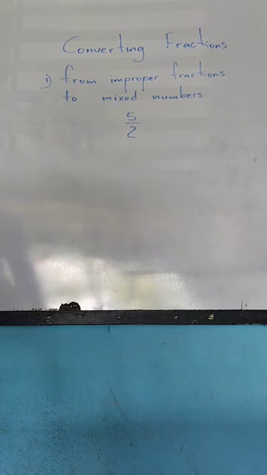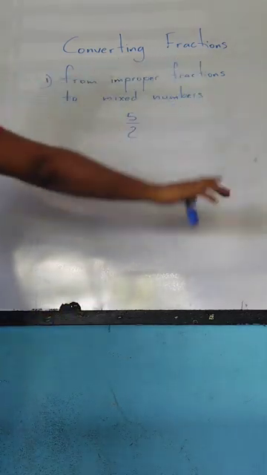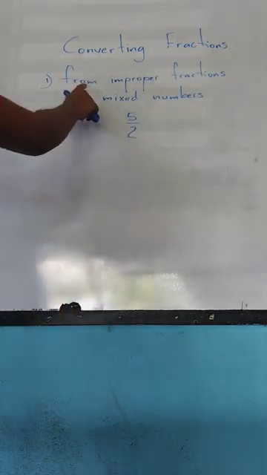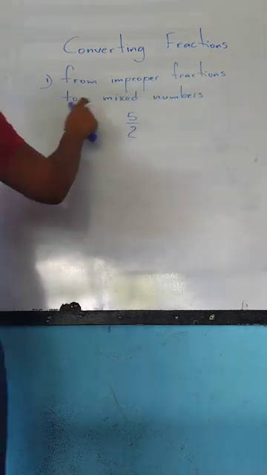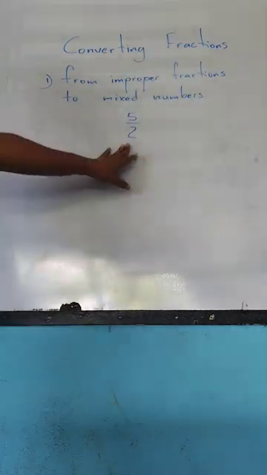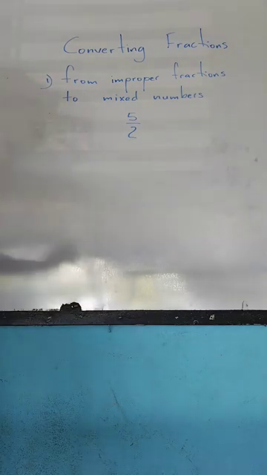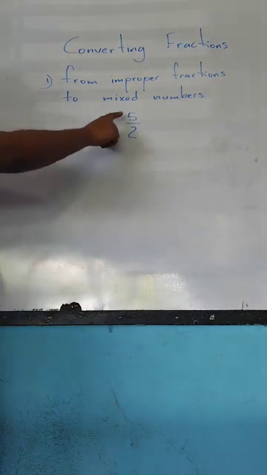In today's lesson, we're looking at converting fractions, but this time from improper fractions to mixed numbers. So here I have a fraction, and how do I know it's improper? The fraction says 5 halves.